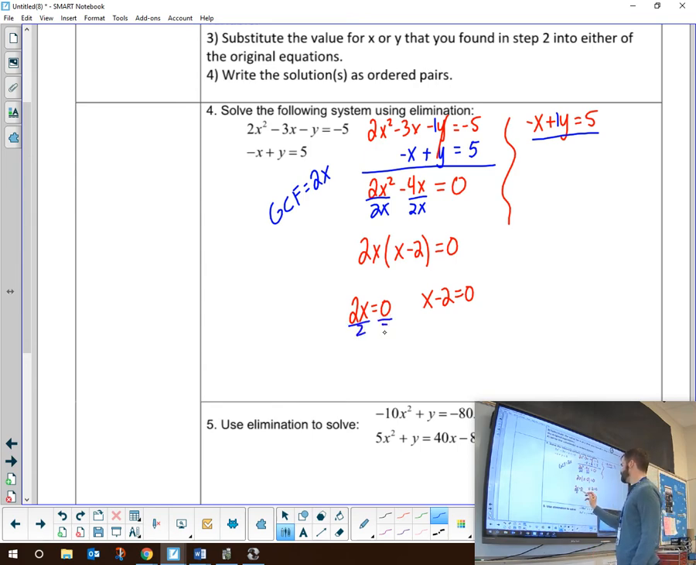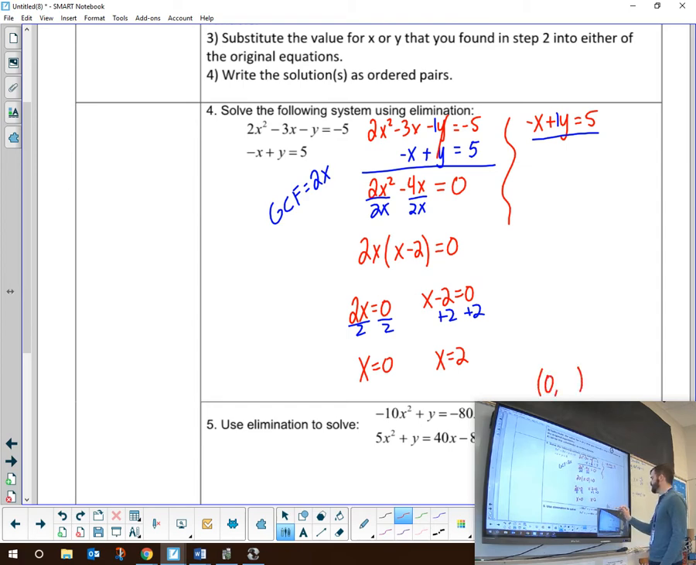Divide this side by 2. We get x equals 0. Add 2 to both sides here, and we get x equals positive 2. So here are my two answers for x's, okay? There are my two answers. We're going to have a 0 and something, and we're going to have a 2 and something. So now we have to figure out what those y's are. So we take my x's, plug them back in, and use your other equation.